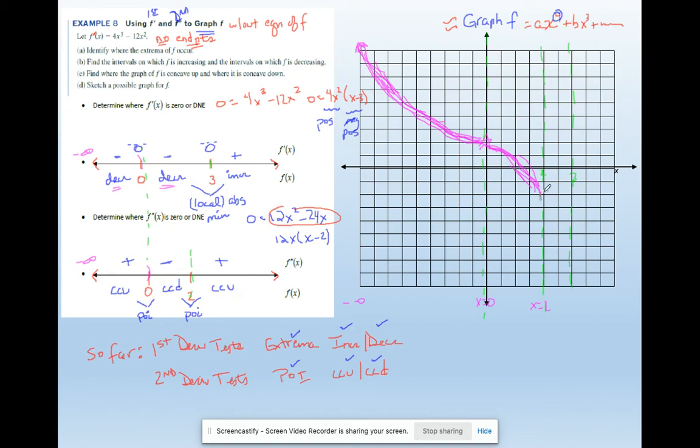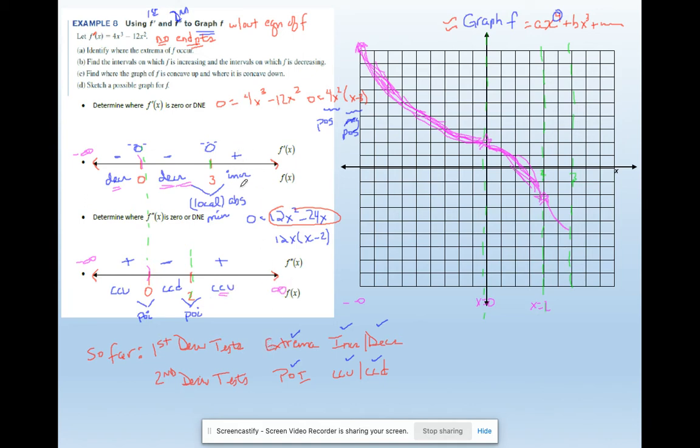And what happens at 2? I have another point of inflection. And then what am I doing between 2 and 3? Between 2 and 3, I am still decreasing, but after 2, I need to change to concave up. So still going down, but concave up to my next break, my next critical piece. Now, I stay concave up till infinity.